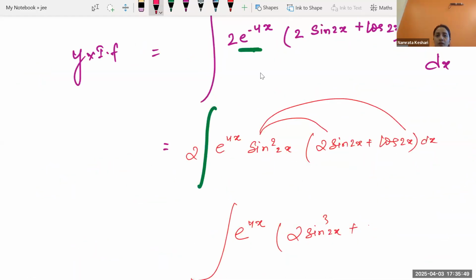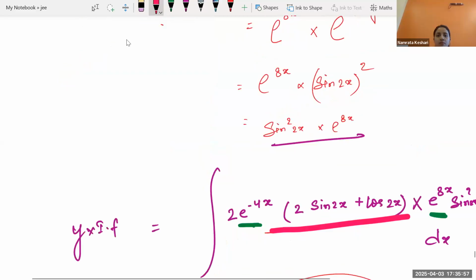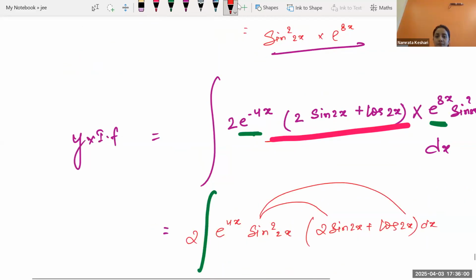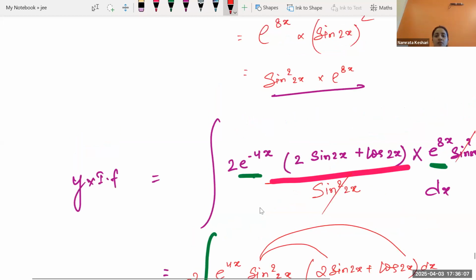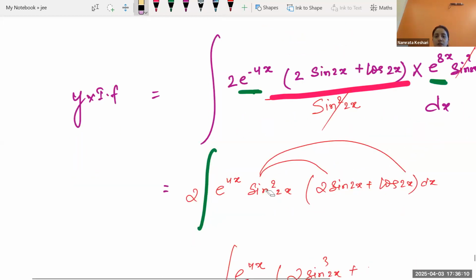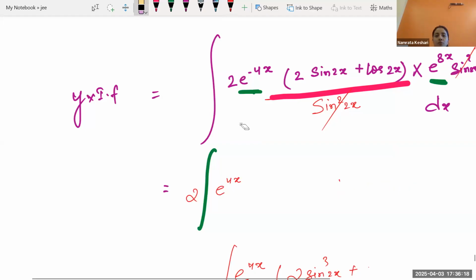I have not taken the denominator: sine square 2x, sine square 2x. Okay, great. So we were confused that we were getting a cube and everything. Now you can clearly see that we are just having e to the power 4x, 2 sine 2x, 2 sine 2x cos 2x, right?